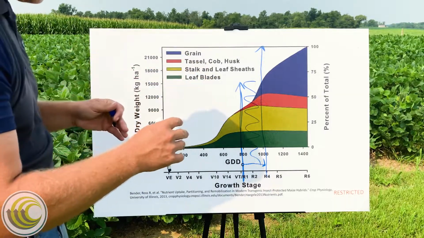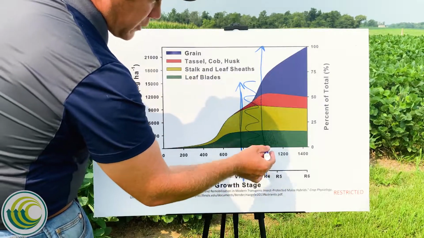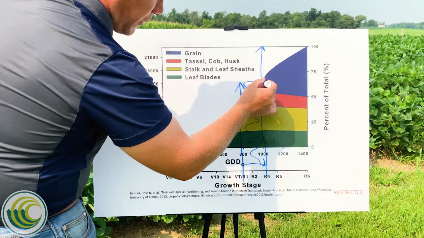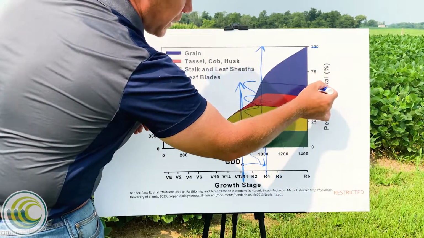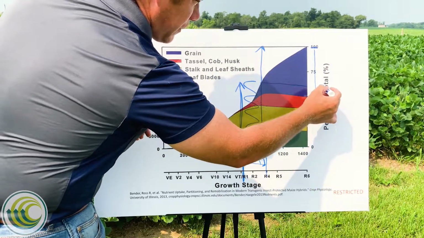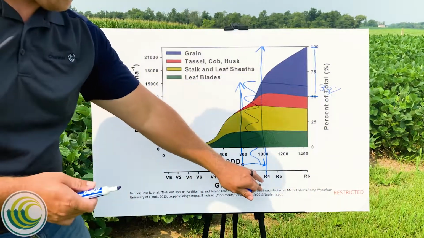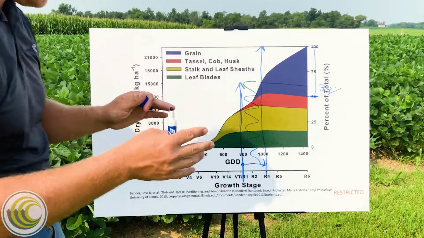You're past that milk stage, you're into the dough stage, and there's only 33%, if we draw a line over where this graph intersects, and if you only focus on this blue section right here, you have only accumulated about 33% of your dry matter at R4. And that dry matter is what you sell.